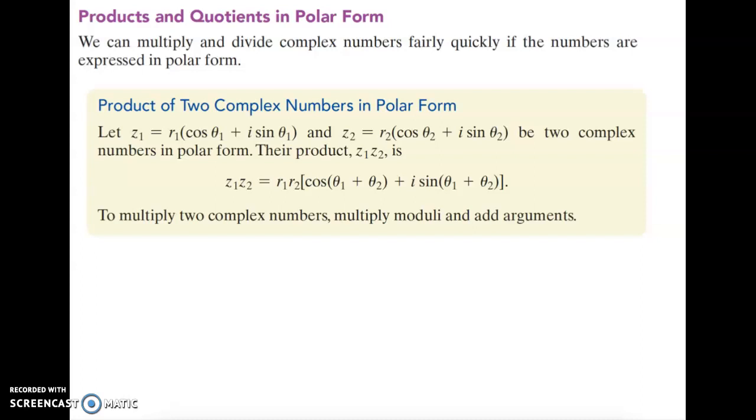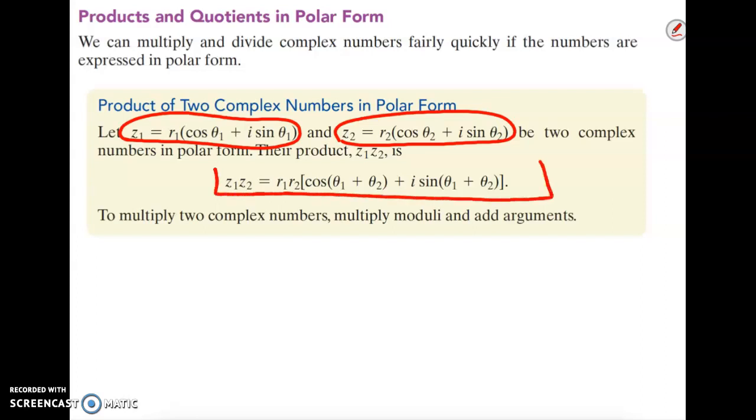So let's say we have two complex numbers. Here's our first complex number, z sub 1, and then another complex number, z sub 2. And for us to multiply them together, this will be our rule. You're going to multiply the r values together and add the angles. So we'll do an example on the next slide.